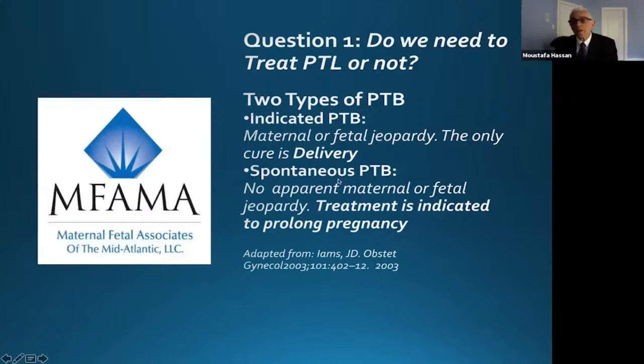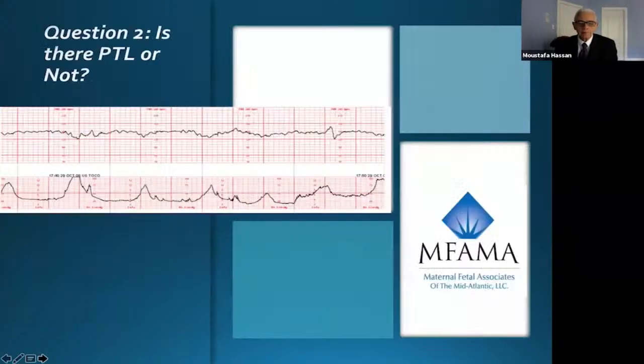Spontaneous preterm birth, that's the one which is the $1 million question. So there is no apparent maternal or fetal jeopardy. Treatment is indicated to prolong pregnancy. Of course, your first tool is always uterine contractions. Somebody put the patient on the monitor, look at the tracing.